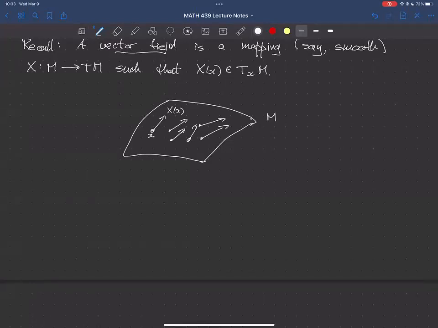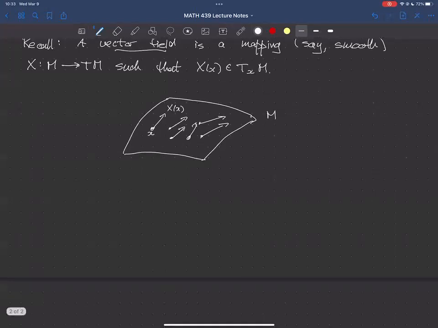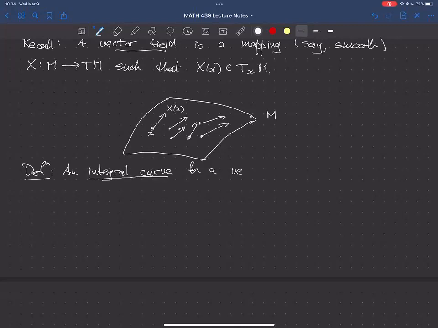So now we'll see that vector fields can be used to do a lot of different things, and the first one is this. So we're going to define this notion of what's called an integral curve for a vector field X. Okay, I don't remember if I introduced this notation, but I'll do it now.